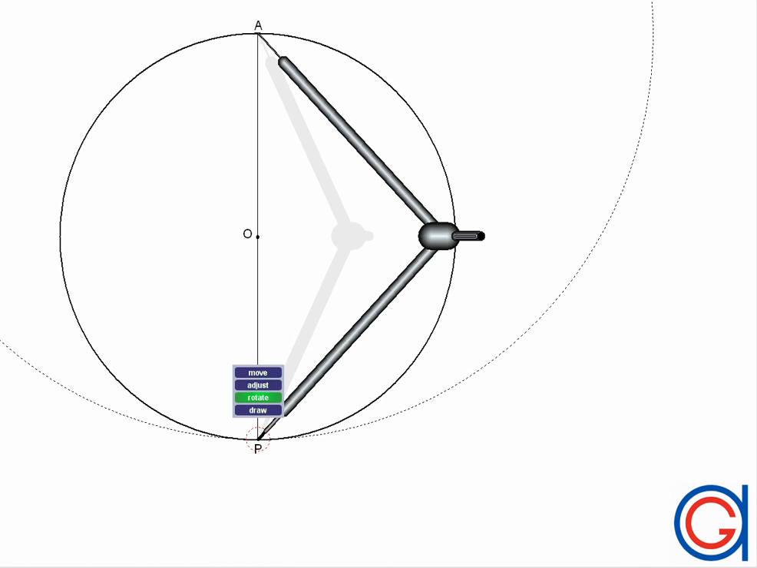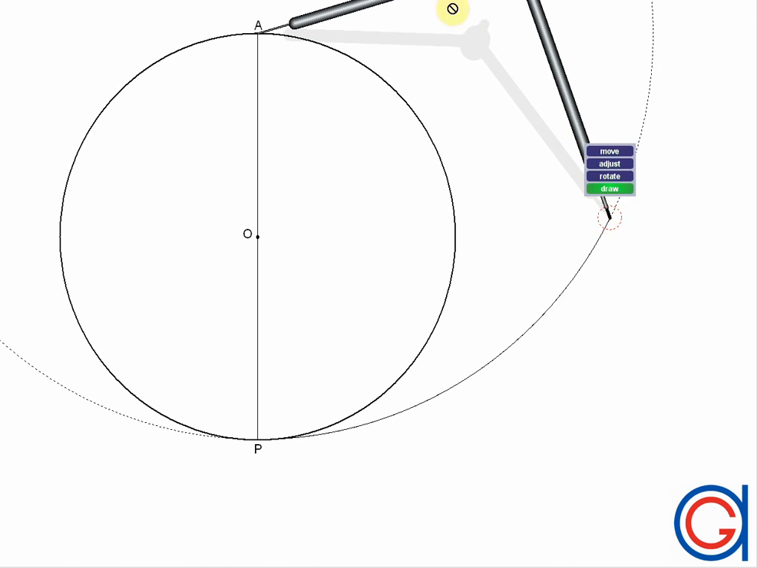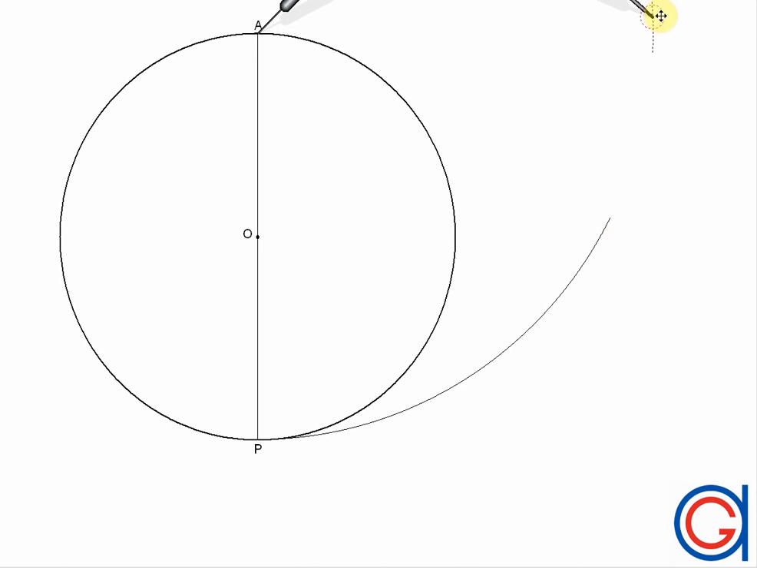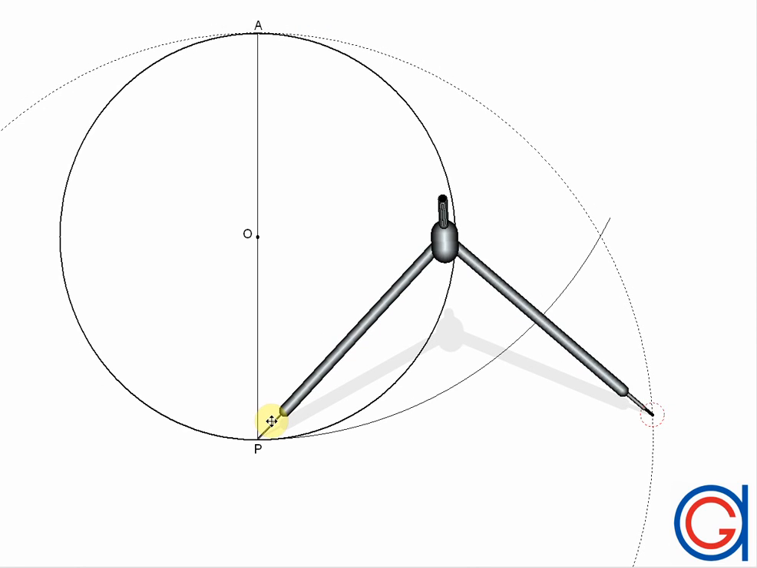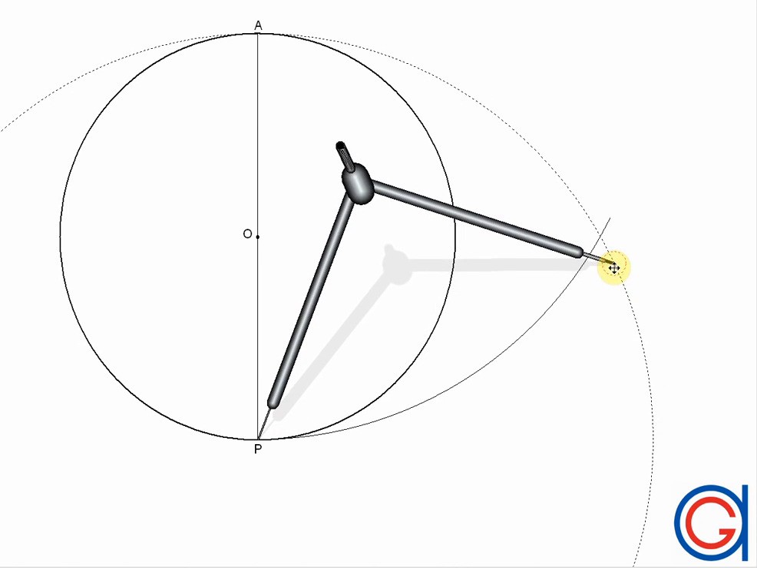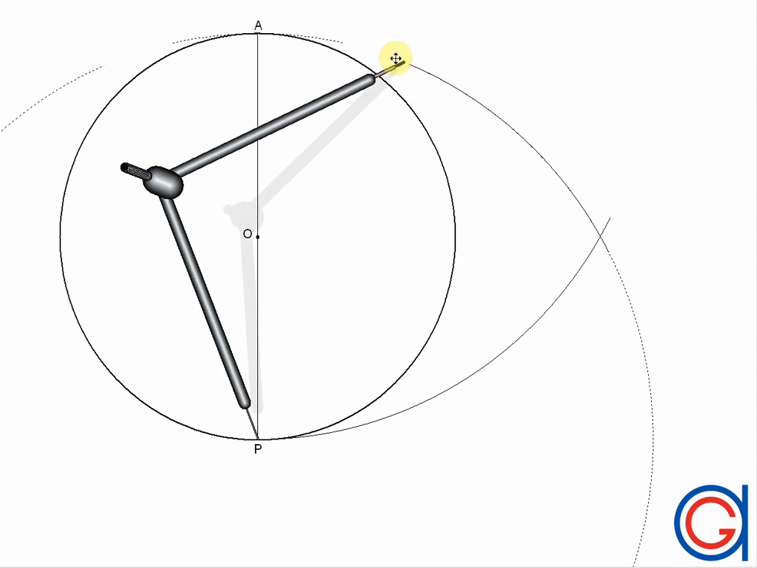Now, with your compass centered on point A as shown, scribe an arc to the right. Now, repeat this process, but this time use point P to center your compass and scribe an arc to the left, which intersects the previous arc as shown in the video. Where these arcs intersect, we will call this point Q.